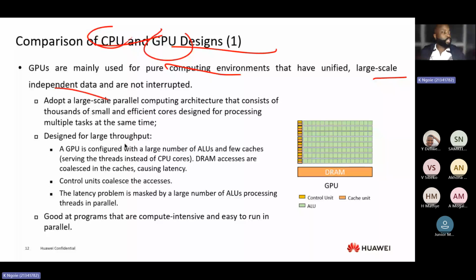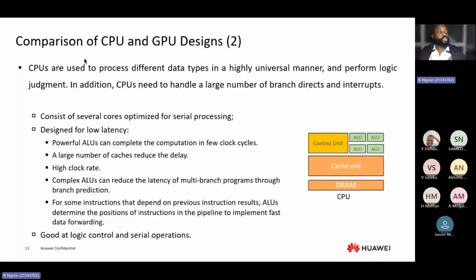And then you have the CPU, which is used to process different data types in a highly universal manner. Basically, we have all the arithmetic calculations and symbol calculations that are performed by the CPU.